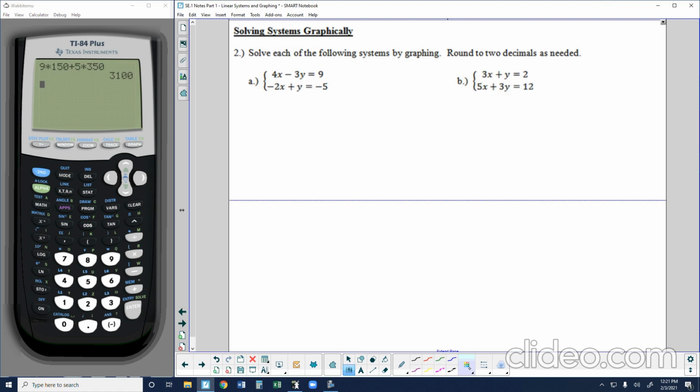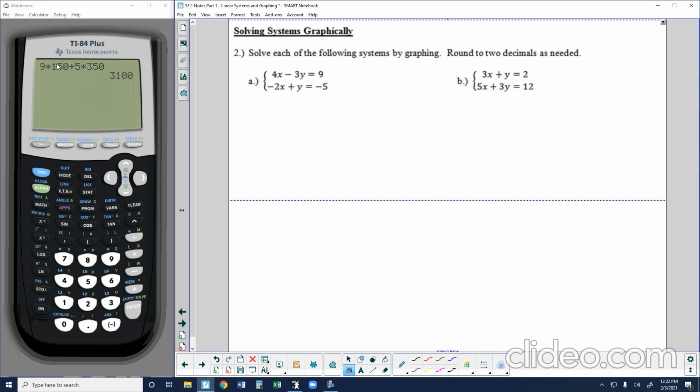So if we look at problem 2, it says solve each of the following systems by graphing, round to 2 decimals as needed. So we're going to round to the hundredths place. You may look at 2a and notice that these are both linear equations because they include an x to the first power and a y to the first power, our most basic equations that we've dealt with this year. In order to graph them using our graphing calculator, which we'll have as a resource on our tests and quizzes, we need the equation to be written in slope-intercept form, in the form y equals mx plus b.